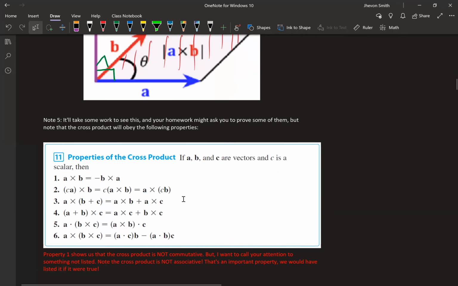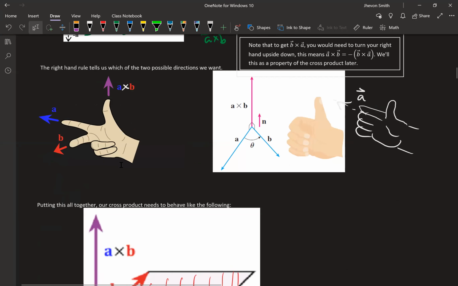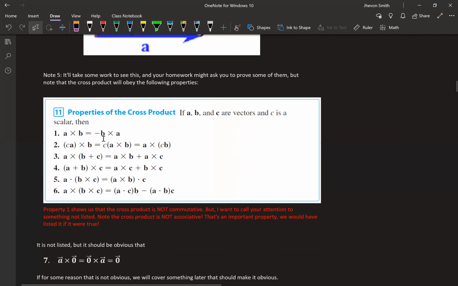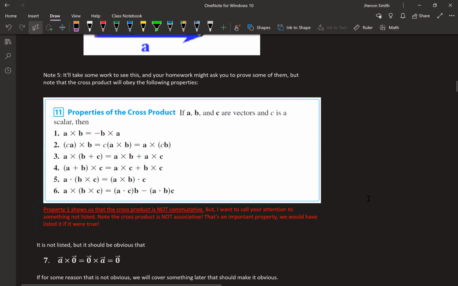By the way, you can now get that these properties must be fulfilled. In fact, the first property I kind of justified to you by the right-hand rule already. A cross B is the same as the negative of B cross A, because if you turn your right hand upside down to switch from one to the other, you'd realize that one will give you the negative of the other. So if you take the cross product in the opposite order, you actually get a negative sign. So that's important. This tells you that property one shows the cross product is not commutative. So it's not like a dot product.